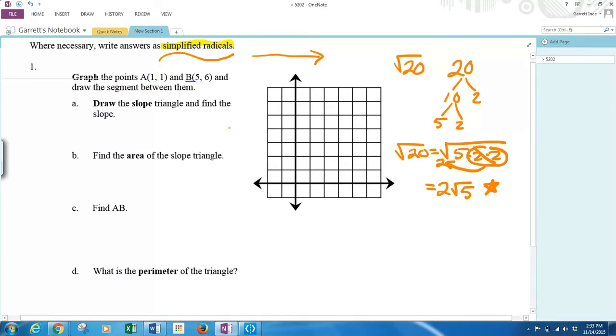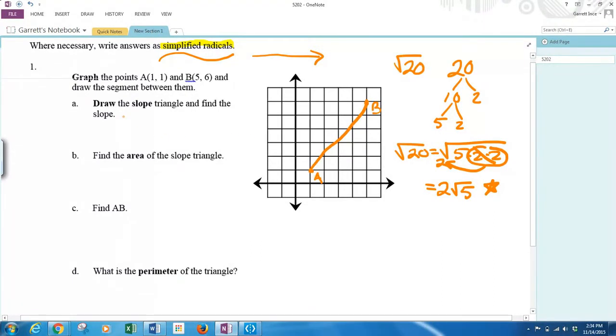We're supposed to graph the points A at (1, 1), so that's over 1, up 1. We're going to label that A. And then over to (6, 7), that's over 1, 2, 3, 4, 5, up 1, 2, 3, 4, 5, 6. We're going to go ahead and call that B. It says to draw the segment between them. Okay, let's do this. So there we go. We've got a segment between A and B.